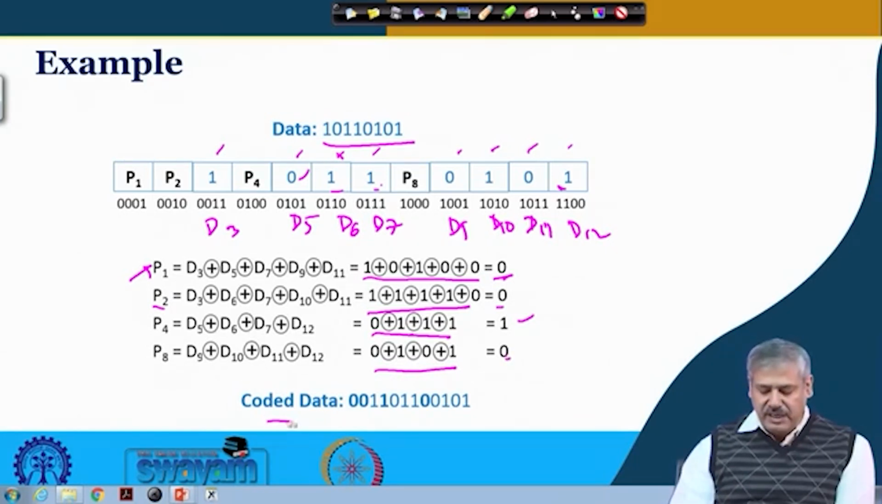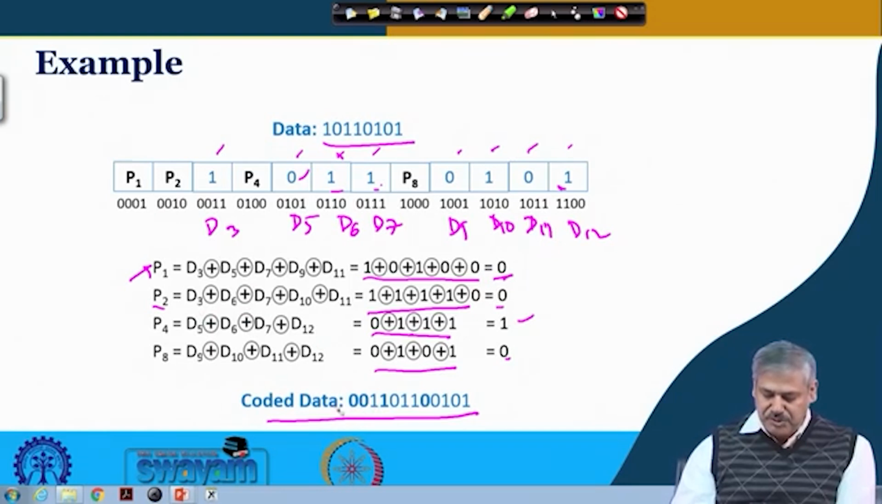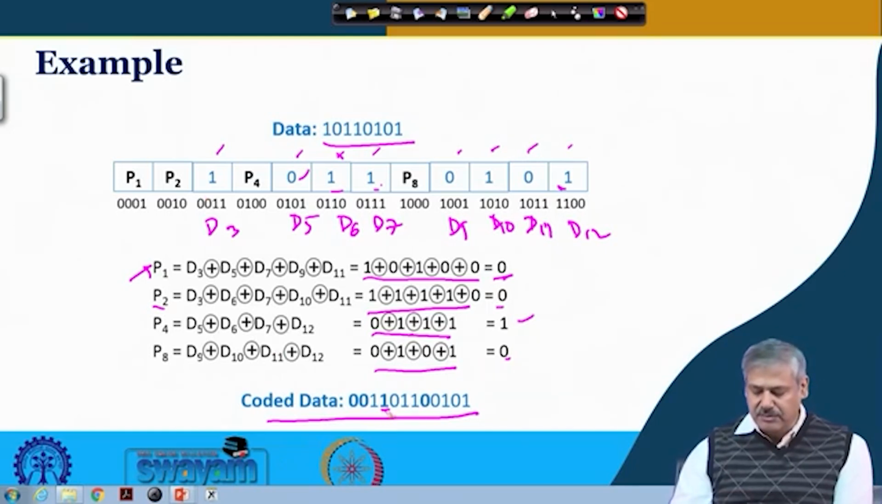Then the coded data will look like this: P1 is 0, P2 is 0, P4 is 1, so P4 comes here, and D3 is 1, so D3 is there. The ones in bold are the parity bits. This is the way the coded data will be generated and sent.